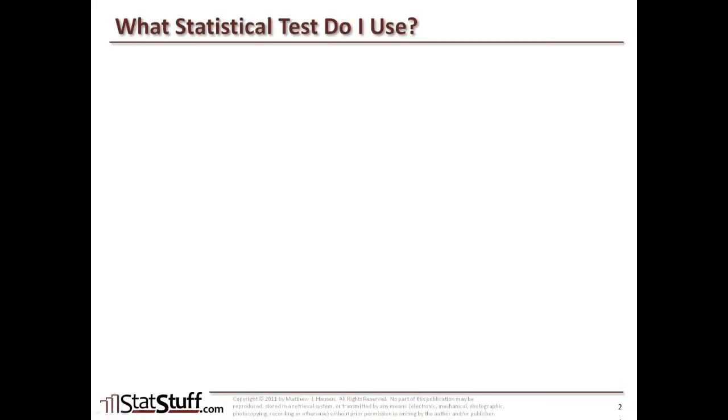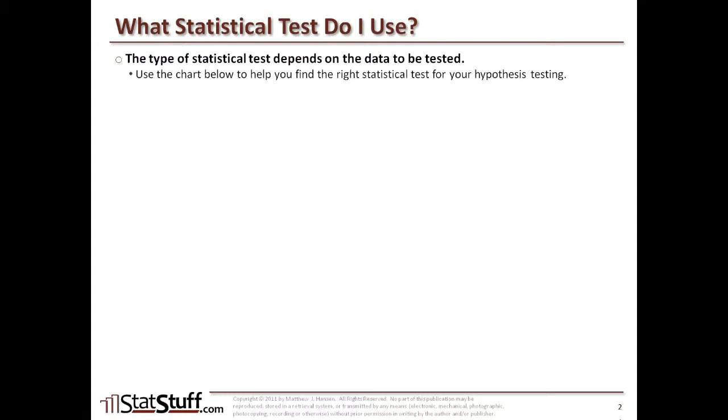It's essential that we find the right statistical test for what we're going to be doing our analysis on. In order to figure that out, it really depends on the type of data that we have and what we're analyzing. So what I'm going to show you next is a chart that I like to use in order to figure out what is the ideal statistical test for the hypothesis testing I'm going to be running.